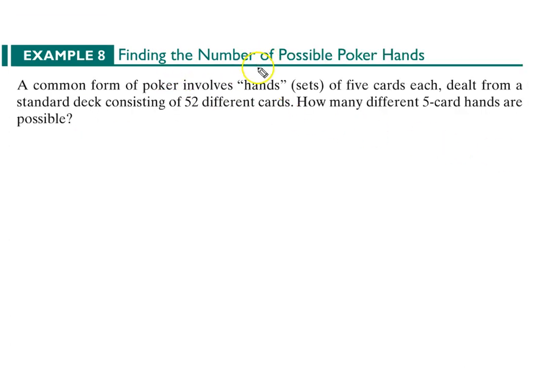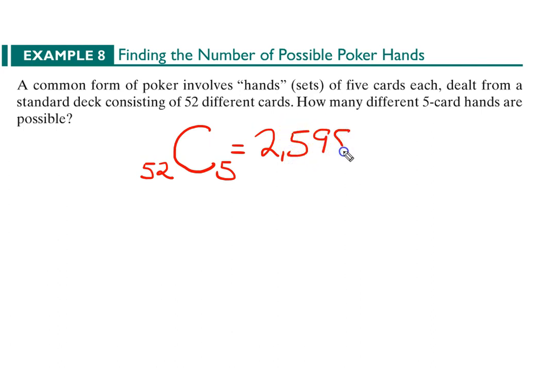In example 8, we did this one already in the PowerPoint slides. When we are dealing poker hands, set of 5 cards, this would be a combination because order is not important. There are 52 cards in the deck. We want to select 5. How many do we have? Well, if you recall, this was a quite an extraordinary large number. 2,598,960 possible different hands.